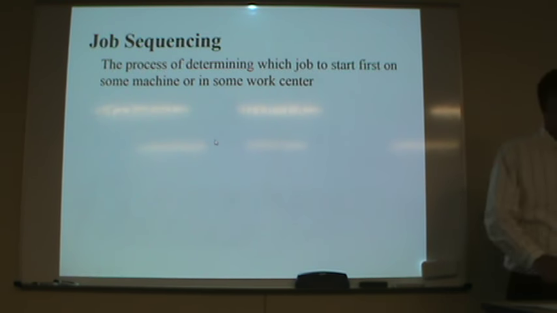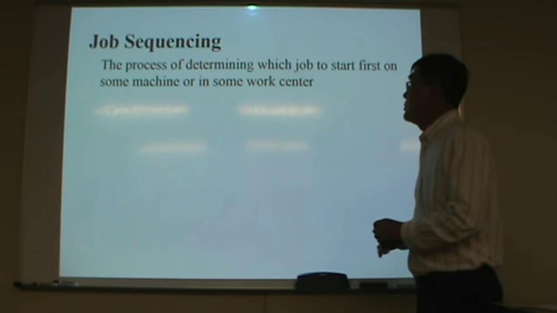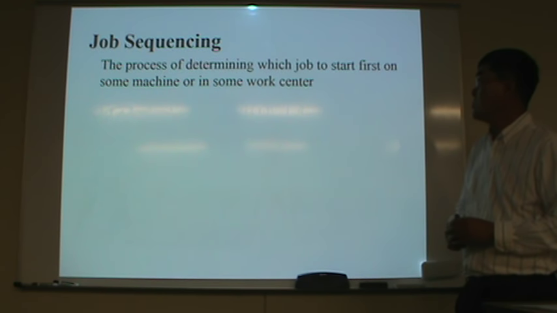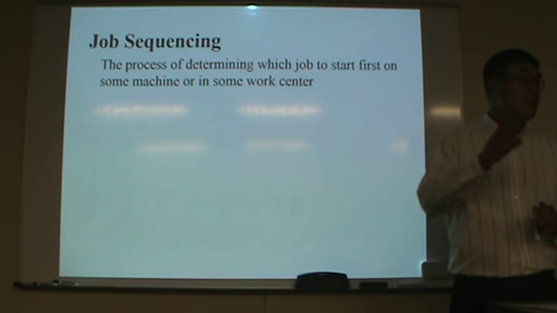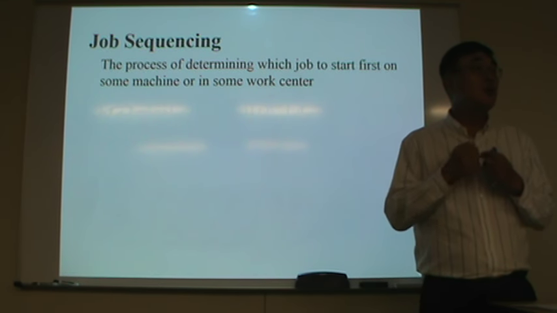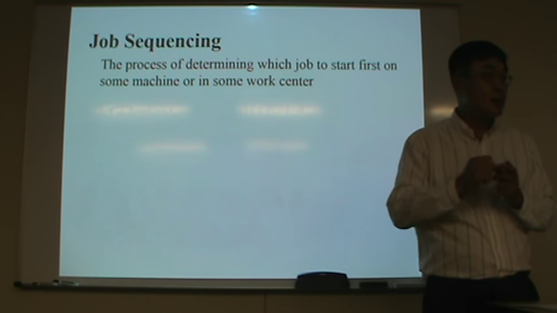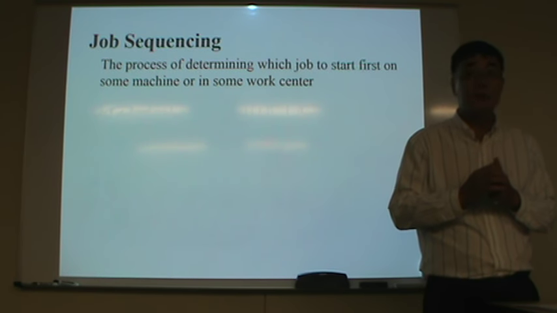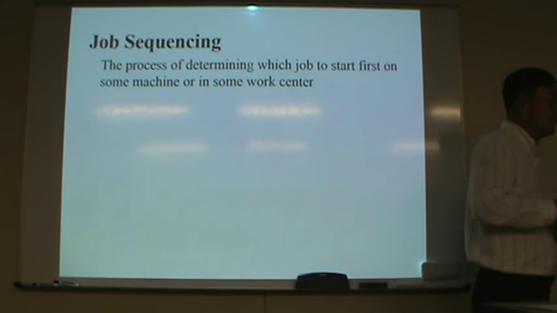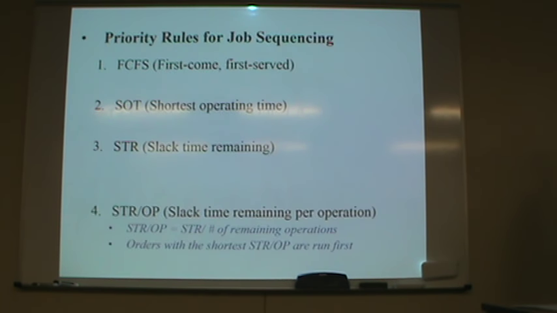Job sequencing is the process of determining which job to start first on some machine or in some work center. Sequencing: if we have multiple jobs, which one goes first, which next, and third, in terms of making it faster, cheaper, better. There are many priority rules for job sequencing.